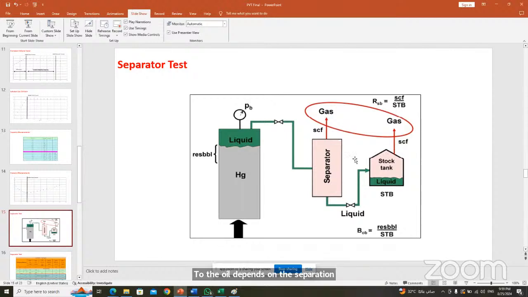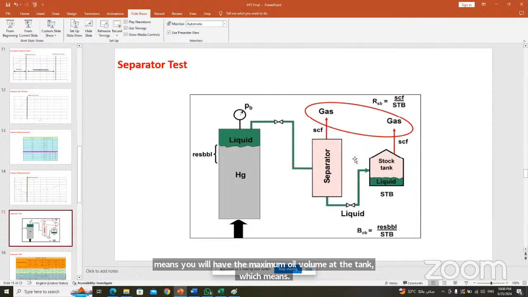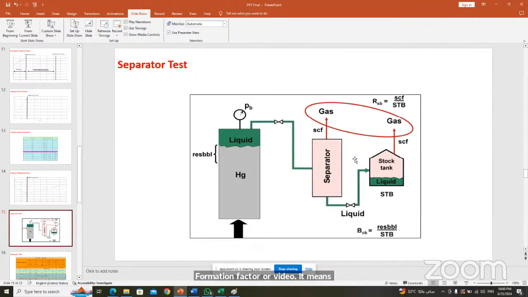Of course, we want these intermediates to go to the oil, so we want the most efficient separation. What does it mean to have the most efficient separation? It means you will have the maximum oil volume at the tank, which means the lowest formation volume factor, or beta O. It means that you will have the lowest GOR, because again, some of the components have moved from the gas to the liquid. So the liquid volume increased, the volume of gas decreased, so GOR will decrease, and you will have a somewhat higher API.